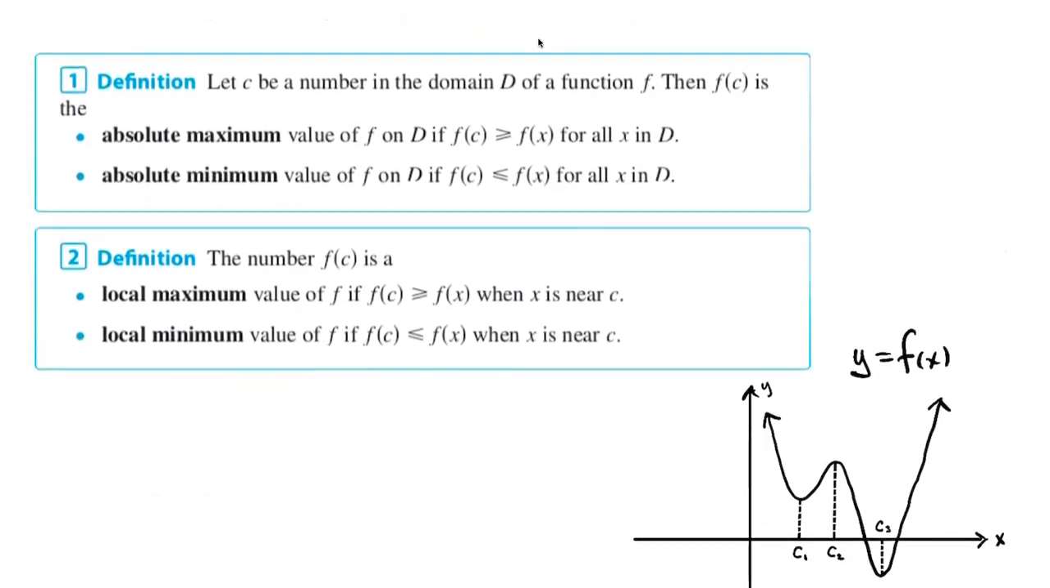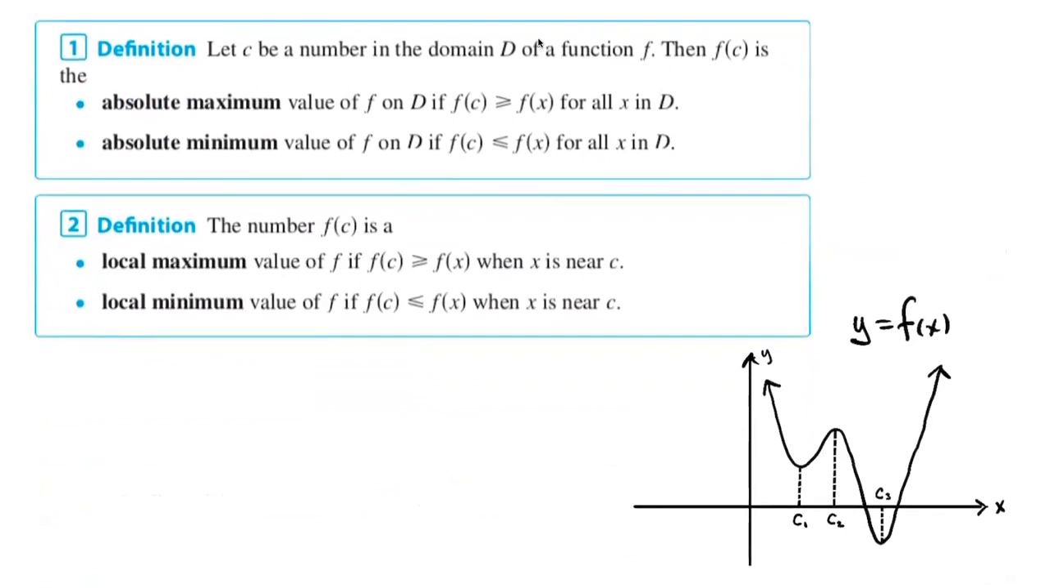Got a couple of definitions from our text here and an accompanying picture I drew to warm us up to them. So what do we mean by these minimum and maximum? Well, I'm assuming you have some intuitive notion for what minimum and maximum means. Maximum being largest value, minimum being smallest. But what about this absolute versus local?